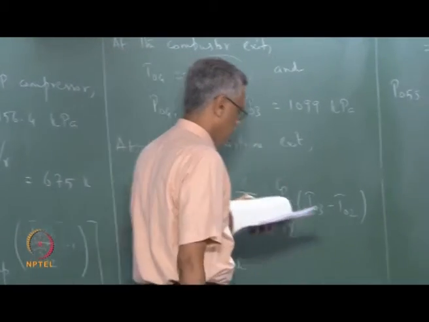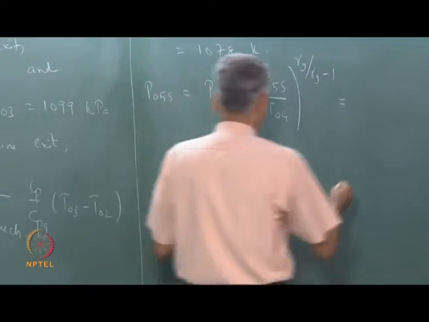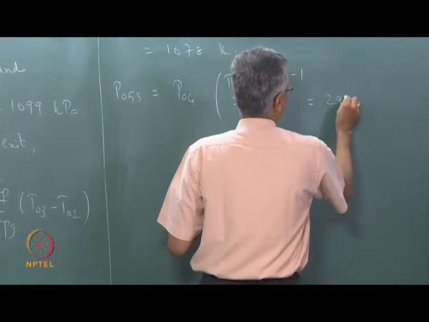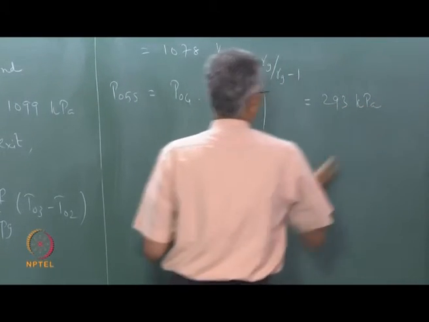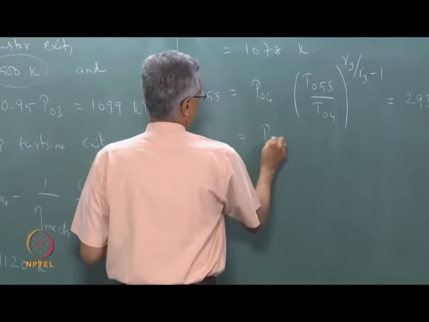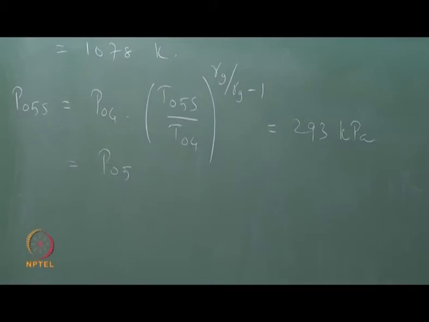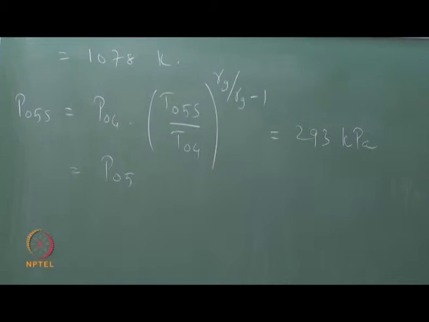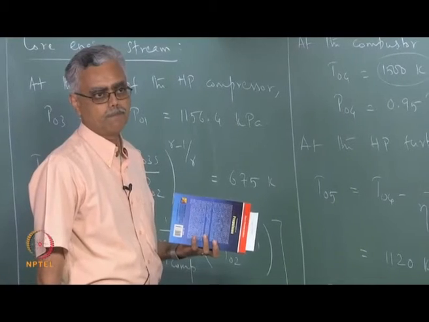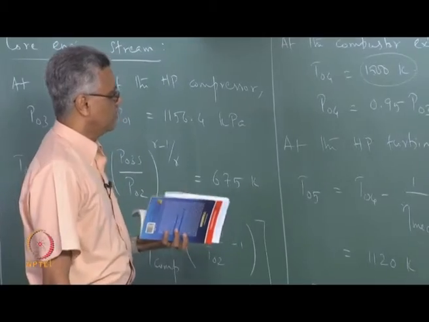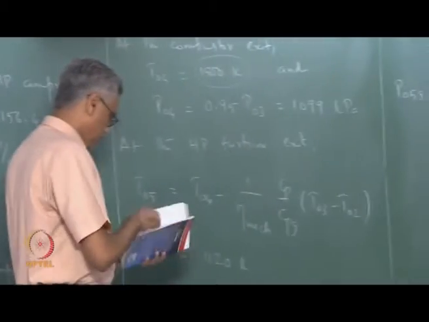So we substitute these numbers and we get P05S to be 293 kilopascal, and this is also equal to P05. So now we have both T05 and P05. The next component is the low pressure turbine. Let us go ahead and do that.